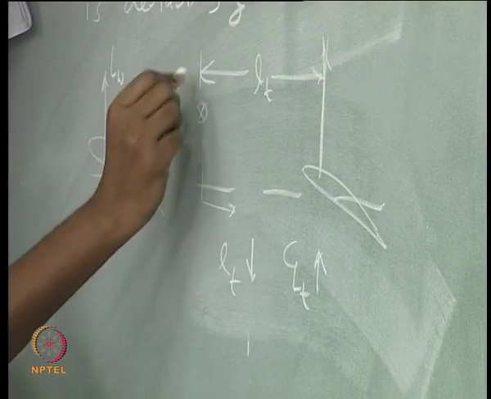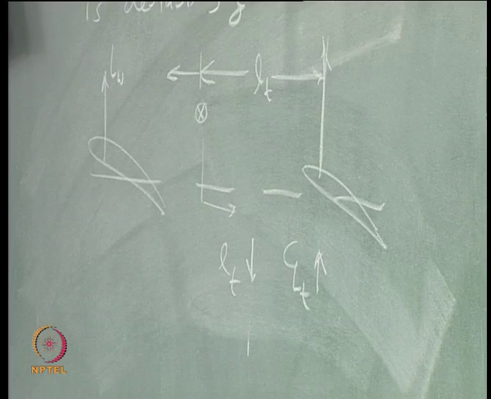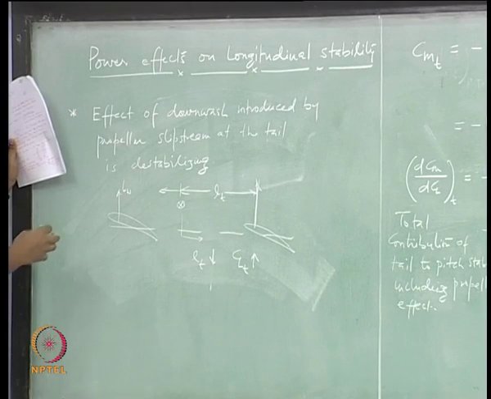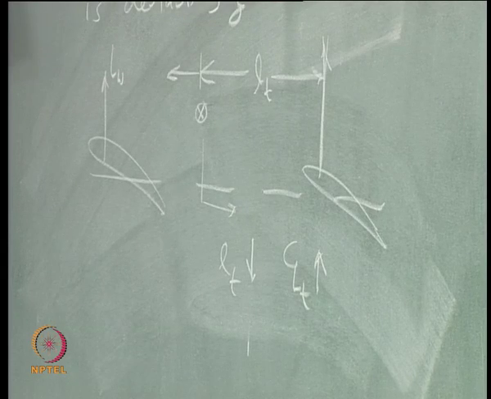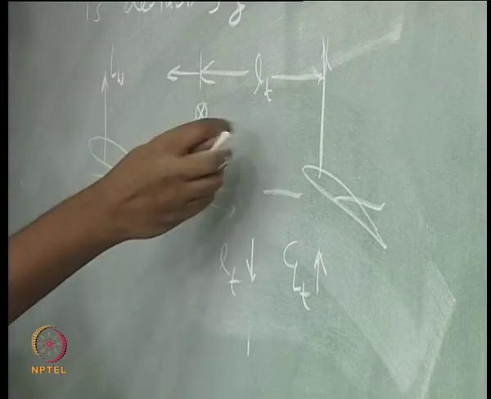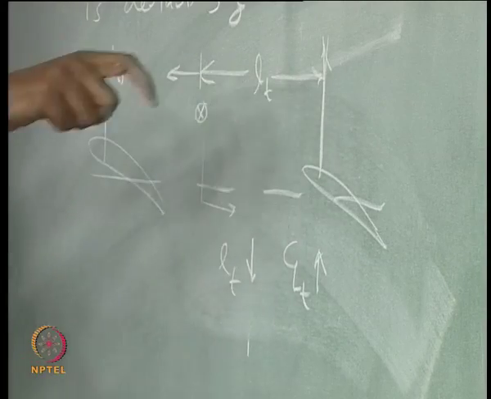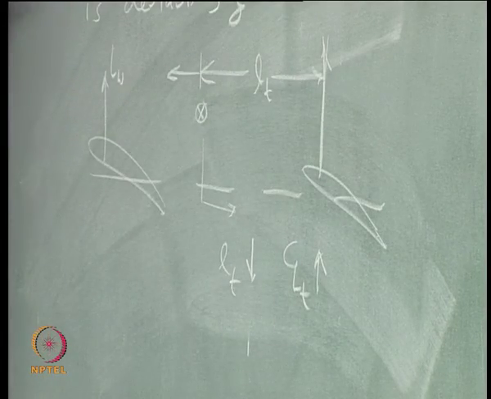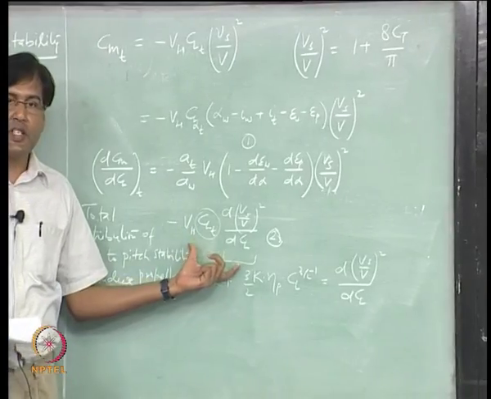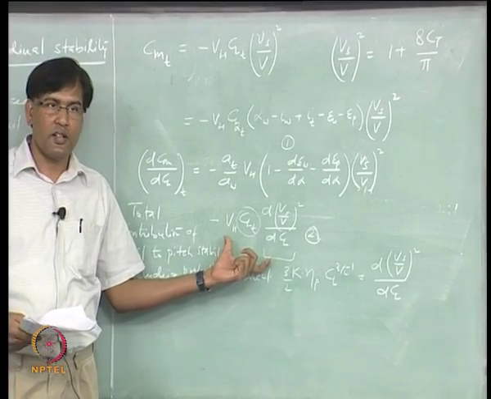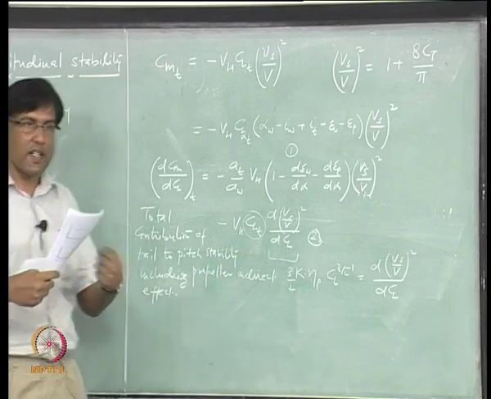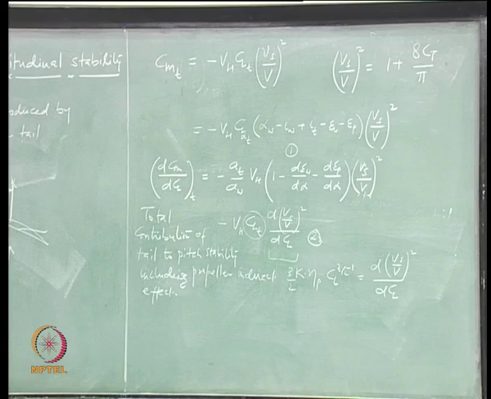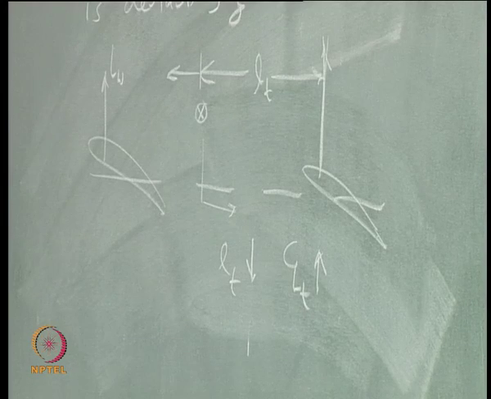See what happens when you are moving the CG forward, towards the wing, then the wing will have less destabilizing effect, and to trim the aircraft you will have to produce lesser lift on the tail, and lesser lift at the tail means a destabilizing effect from the tail. So it actually compensates for the change in stability when you move the CG backward and forward. So the effect of this term is that.